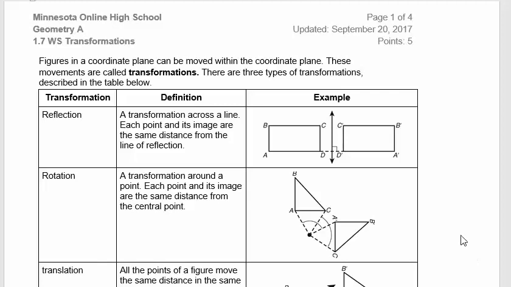Hello, this is Ms. DB, and in this video we'll review how to do some of the problems from the Chapter 1, Section 7 assignment on transformations. This is the last section in this chapter.